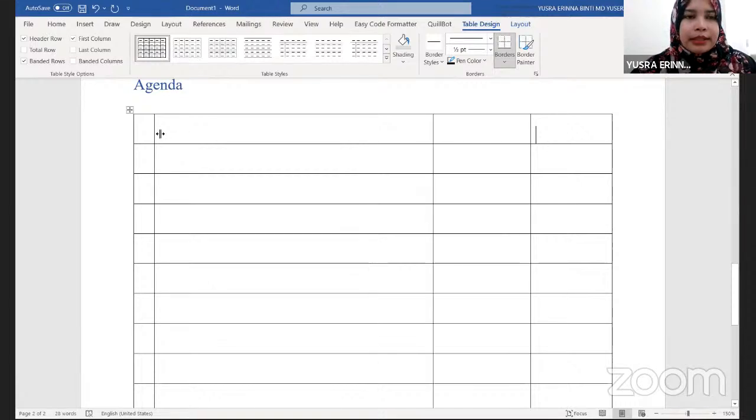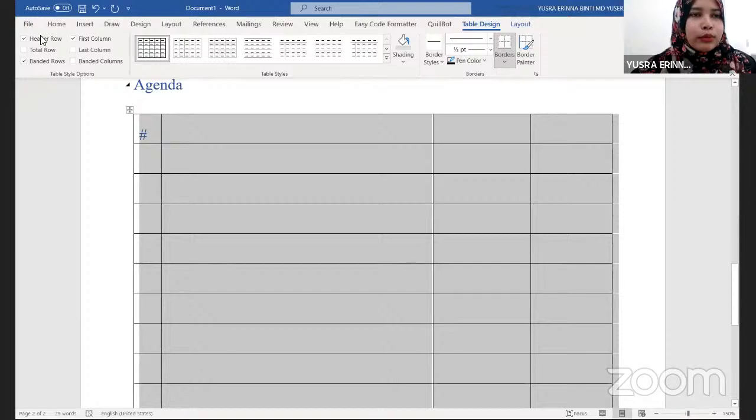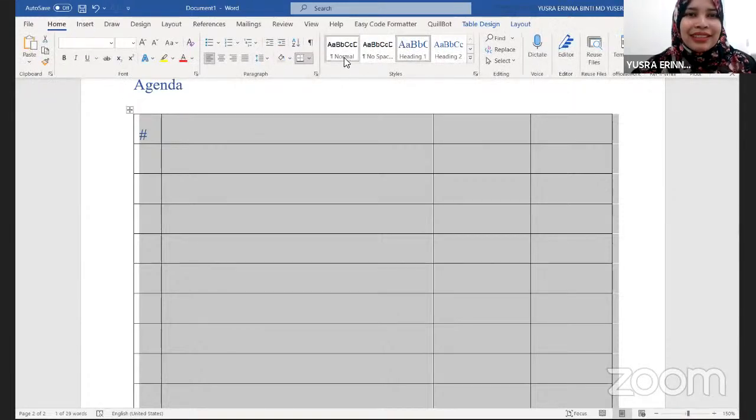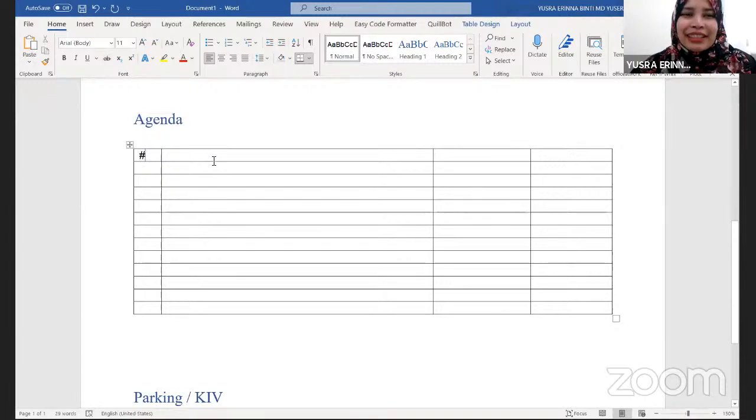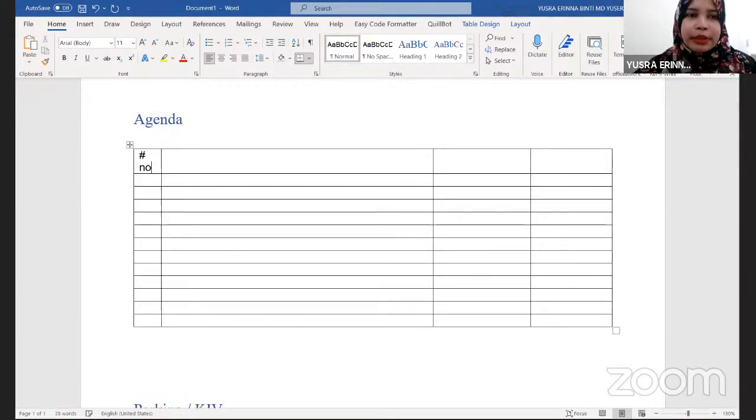Let me adjust this. Okay, because this one is going to be numbering. Oops. Why is it blue? Okay, all right. Oh, that's why it's so big. Okay, this one you can use hashtag. I will always just use hashtags, or you can use number if you want.